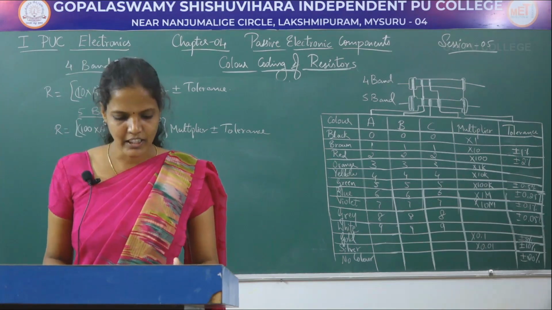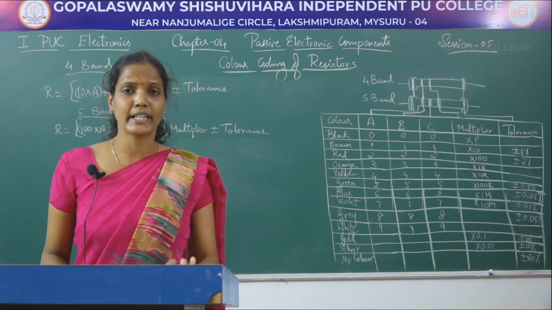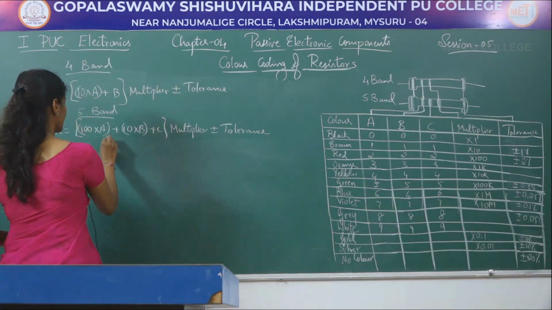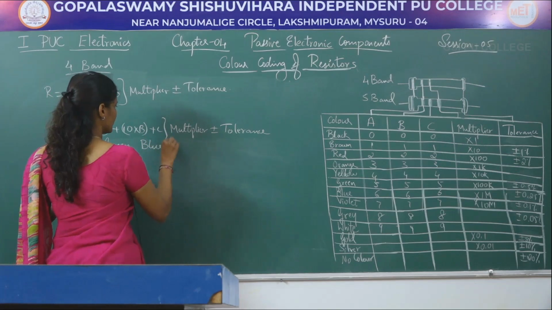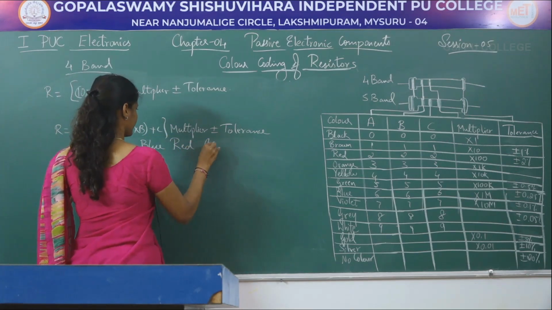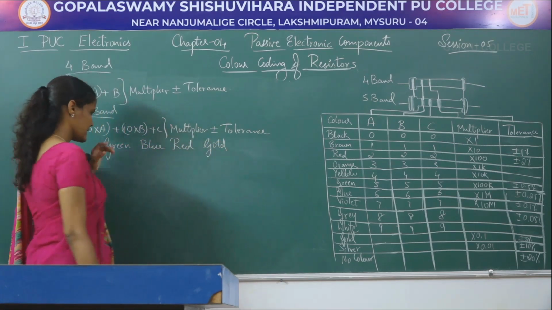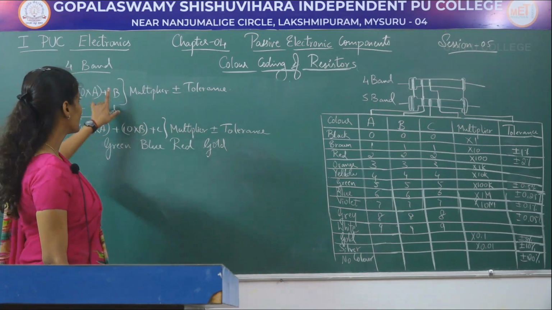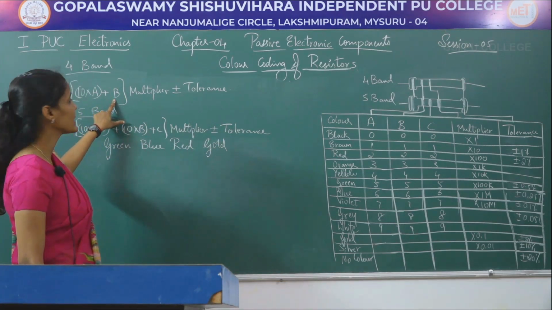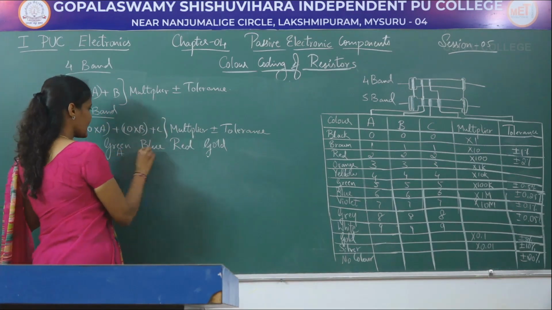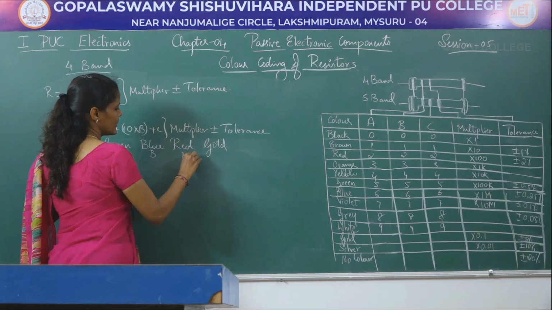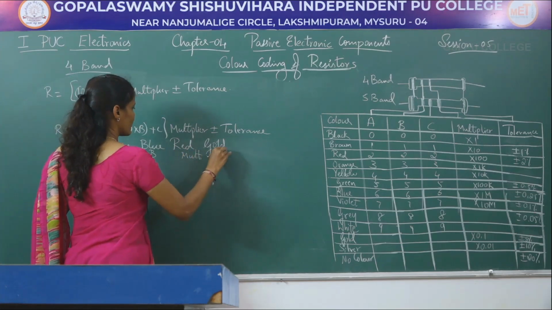Now, a resistor has the color code green, blue, red and gold. Again, this is a 4-band resistor. So I have to use the same formula: 10 into A plus B, into multiplier, plus or minus tolerance value. So this is A, B, this is the multiplier and this is the tolerance value.